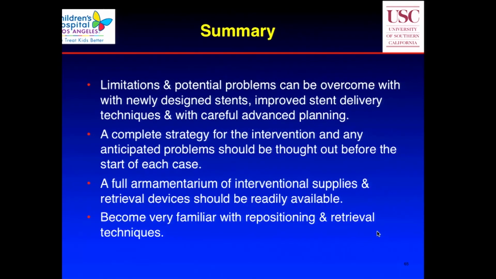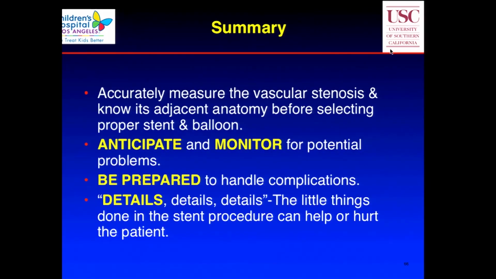So let me summarize that. Limitations and potential problems can be overcome with new design stents, improved stent delivery techniques and very careful advanced planning. A complete strategy for the intervention and any anticipated problems should be thought out before each case. A full armamentarium of supplies and devices for retrieval should be available if you're going to do this. Become very familiar with repositioning and retrieval techniques. Finally, you have to have accurate measurements of the stenosis, know the adjacent anatomy before you select the right balloon and stent, anticipate and monitor for potential problems, and be prepared to handle the complications.